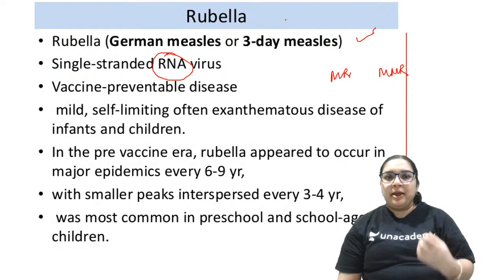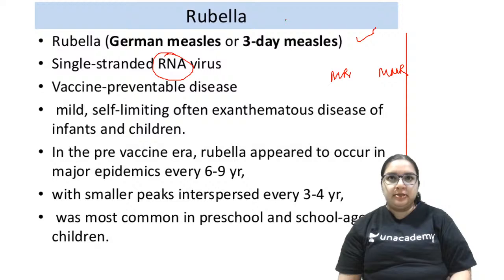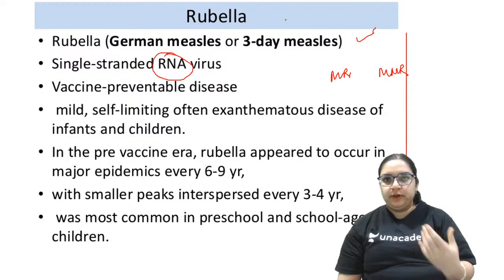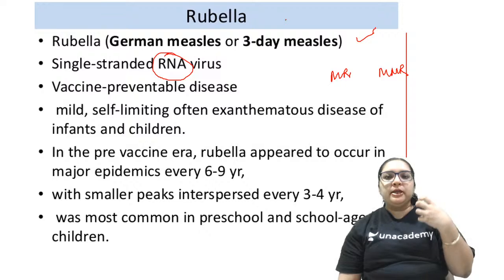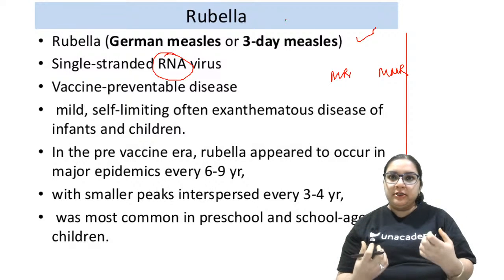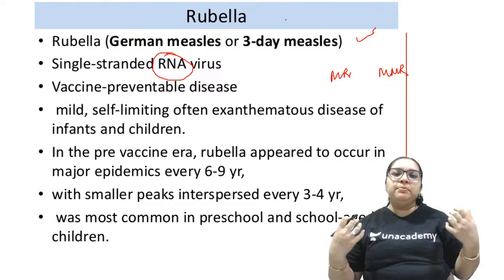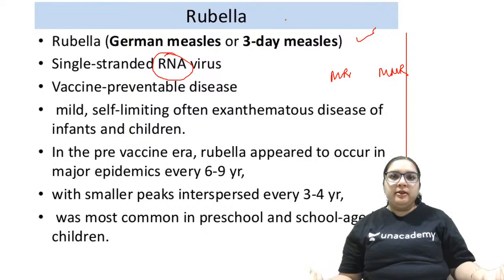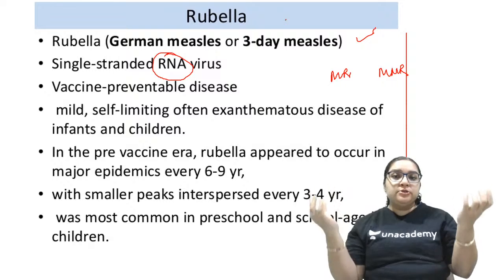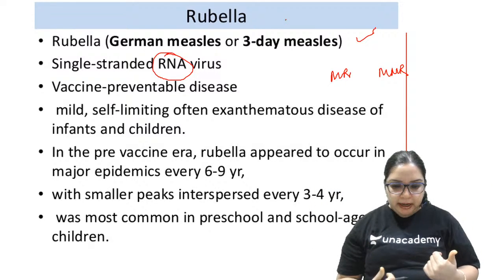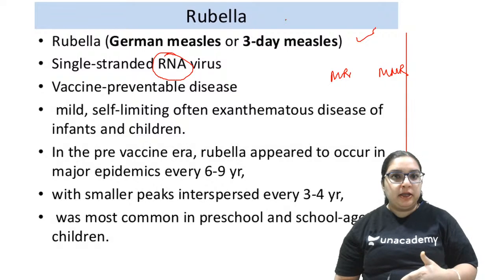It is just a mild self-limiting exanthematous disease, okay, where you can see the rashes mostly on the 4th day of the illness, and they typically spare the face. They first involve the trunk, right, and then spread peripherally to involve the neck and the limbs, and the last to get involved is the face. Okay, so this is one typical pattern that you should remember about the rubella virus.